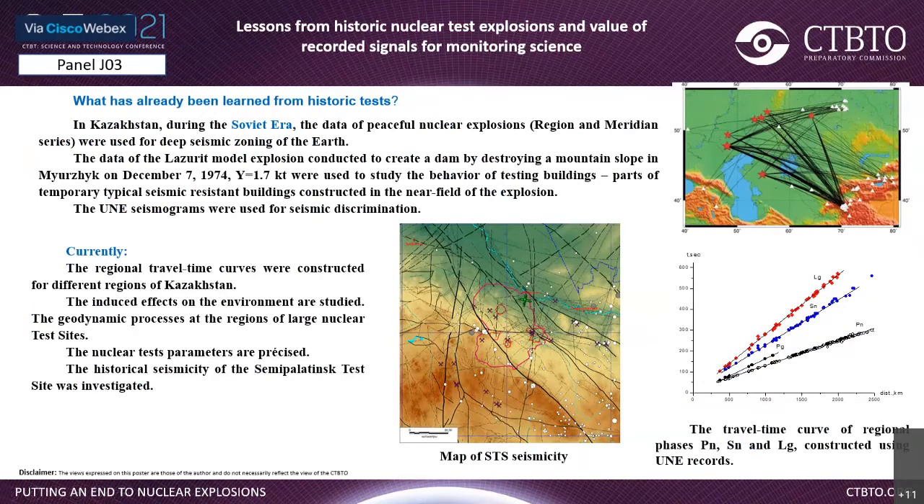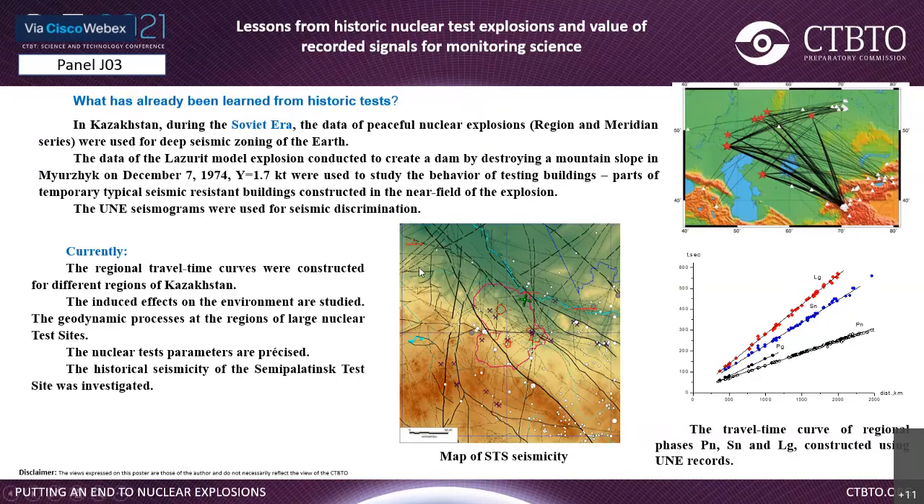In Kazakhstan, during the Soviet time, the data of peaceful nuclear explosions, region and meridian, were used for deep seismic zoning of the Earth. The data of the Lazurit model explosion, conducted to create a dam by destroying a mountain slope in the Murjik site at the Semipalatinsk site on December 7, 1974, with a yield of 1.7 kiloton, were used to study the behavior of testing buildings, part of the temporary typical seismic resistant building construction in the near field of the explosion.